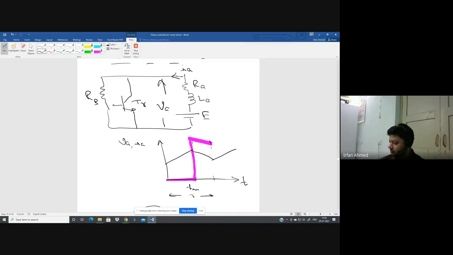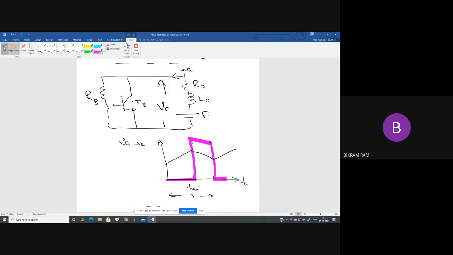Once again, the chopper turns on, so your voltage again falls to 0. Okay, is this clear, everyone? Yes, sir.